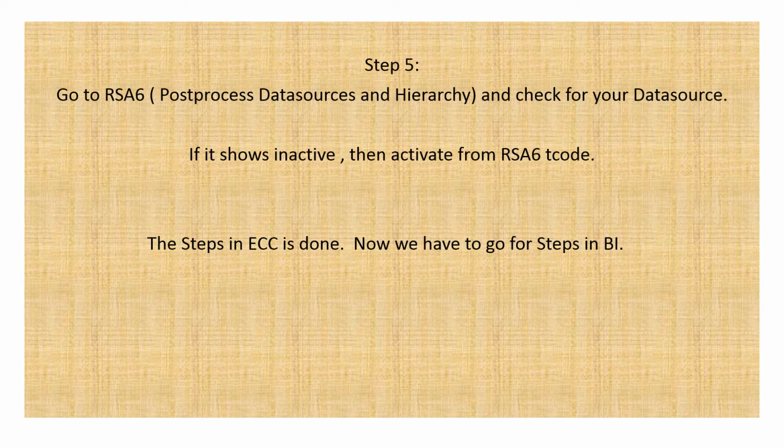Now we come to the last part. Here you have to go to RSA6 and check your data source, and if it shows inactive, then activate it in the RSA6 T-code. So this is all about the ECC part. Now if you want to move to BI, we have to check the data source in BI, then we can create the further data flow.